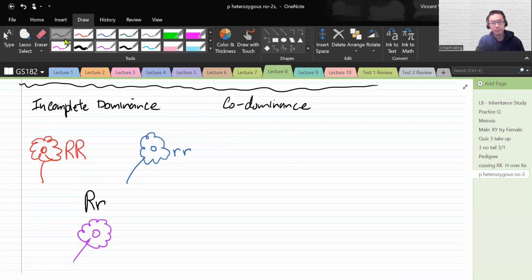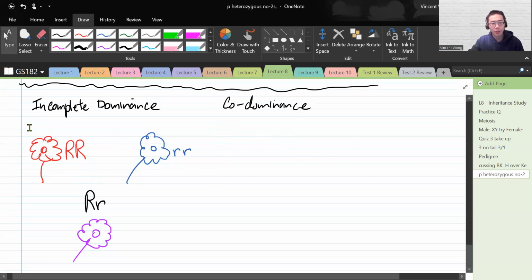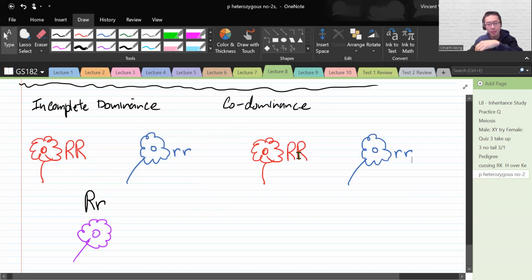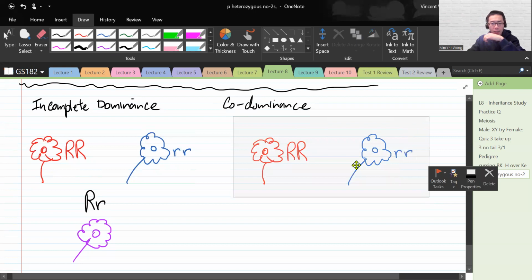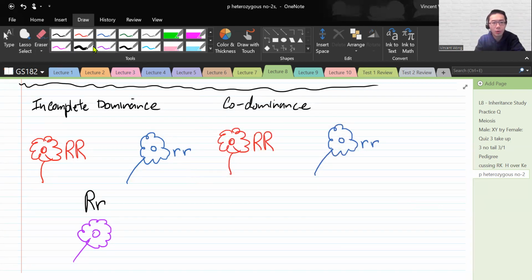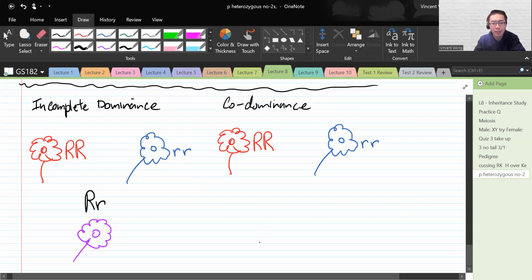Now, what if we have codominance? Same situation. We start with these flowers for the big R, small r, and the codominance version is gonna look something like this. You're gonna have a red flower with blue dots on it.